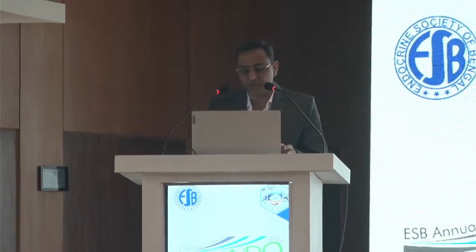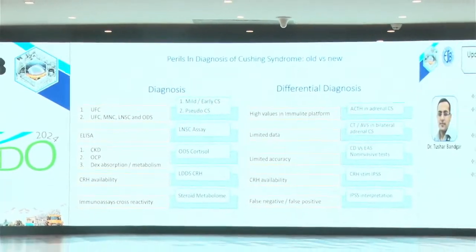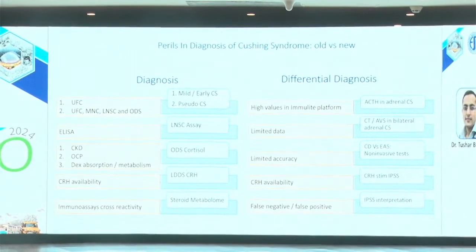So, at the outset, thank you to the organizers for this invitation and this opportunity. I'm going to speak on updates in diagnosis of Cushing syndrome, old versus new. What I'm going to do in the next 15-20 minutes is to talk of perils in the diagnosis of Cushing syndrome when you use the older test, and what improvisation we have done with the older test and added on with the new test in the management of patients with Cushing syndrome at St. GS Medical College and KEM Hospital over the last 20-25 years.